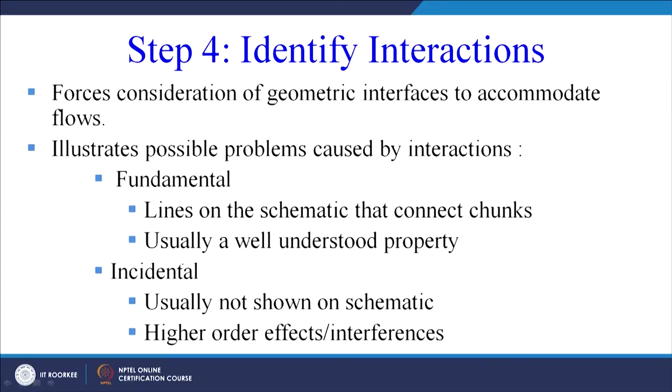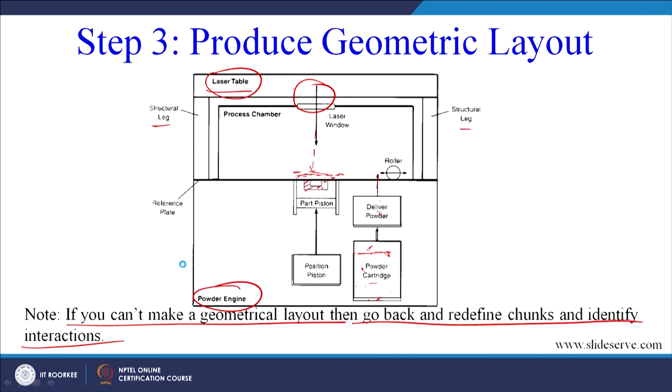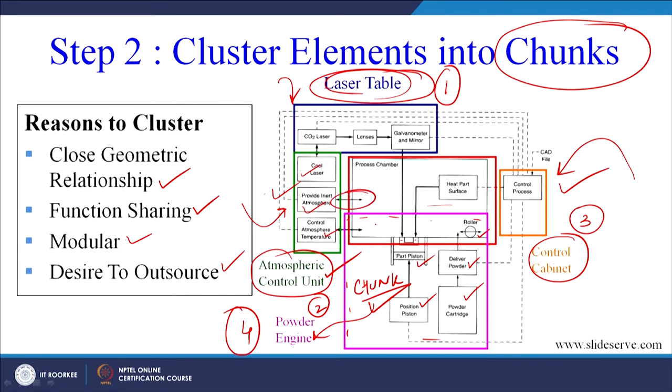So the fundamental interactions basically are the lines on the schematic that connect the chunks, which are easily explained here. We can see these are the lines which are showing the fundamental interaction between the various chunks or the various subsystems. So here these are the two which are showing the interaction between different chunks, and this one is another which is showing the interaction between the powder engine and this one. The red one is our atmosphere control unit. So we can see that there is a direct interaction between the two here when we are feeding the powder, but there can be incidental interaction also.